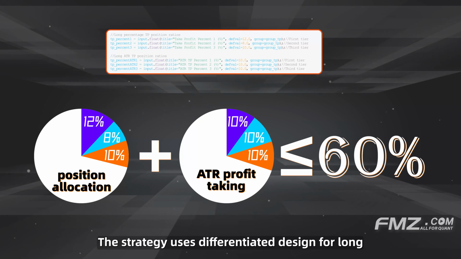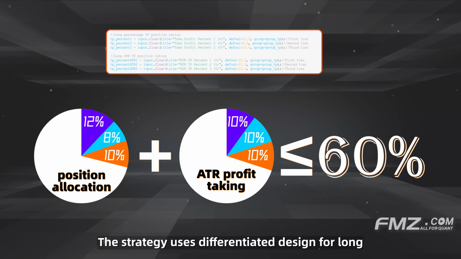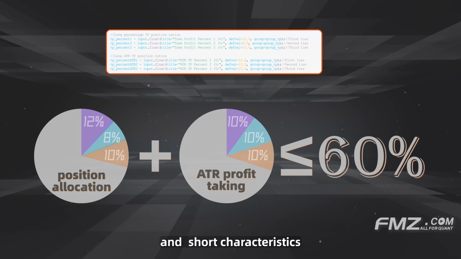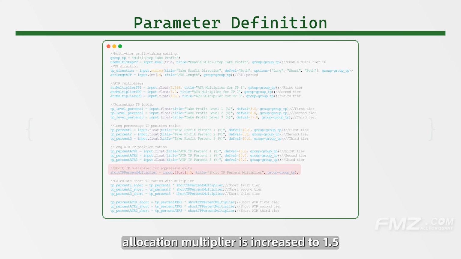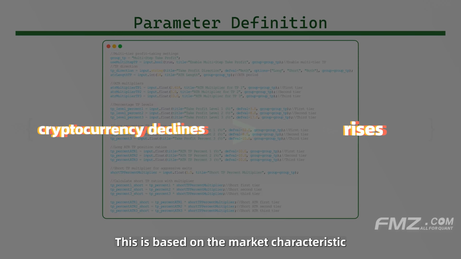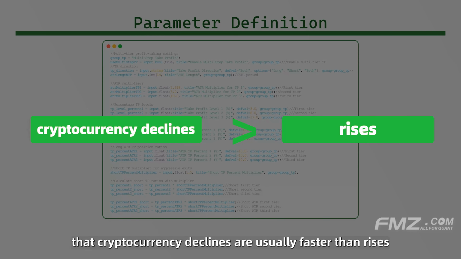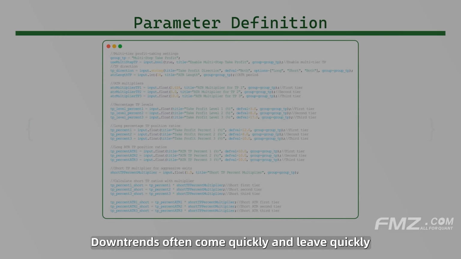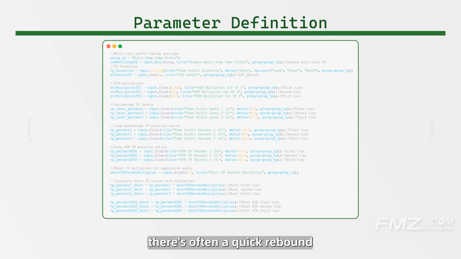The strategy uses differentiated design for long and short characteristics. The short profit-taking position allocation multiplier is increased to 1.5, making short profit-taking more aggressive than long. This is based on the market characteristic that cryptocurrency declines are usually faster than rises. Downtrends often come quickly and leave quickly. After a crash, there is often a quick rebound, so profits must be taken more actively. In comparison, uptrends are usually more sustainable, allowing positions to be held for larger gains.